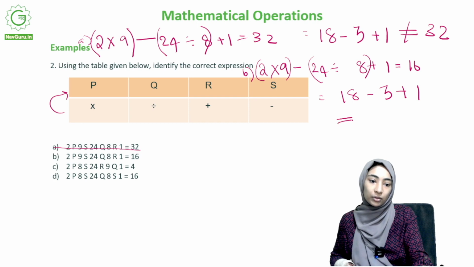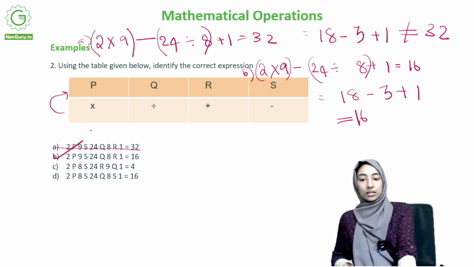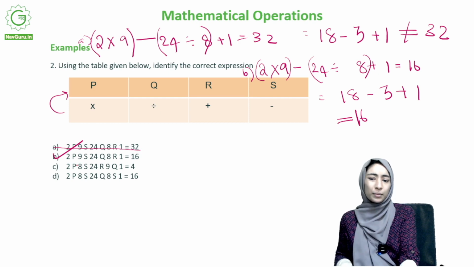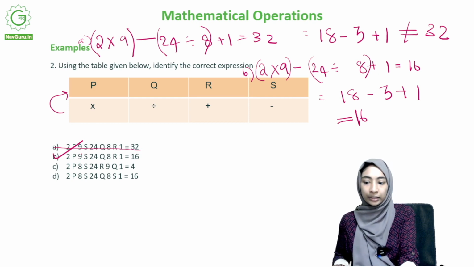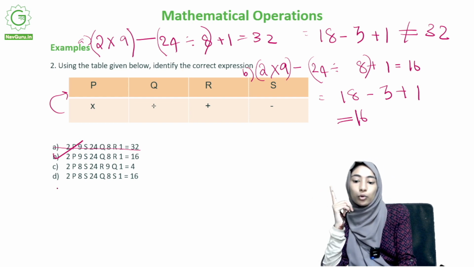So what did this give you? This gives you 16. 18 minus 3 is 15 plus 1, 16. So this is the right answer. Okay. If you want, you can cross check with the others, but it's not really needed. Okay. So we can just cross check one more option.